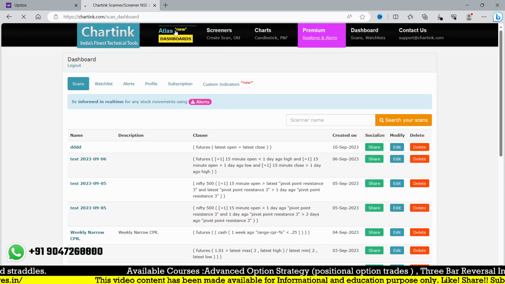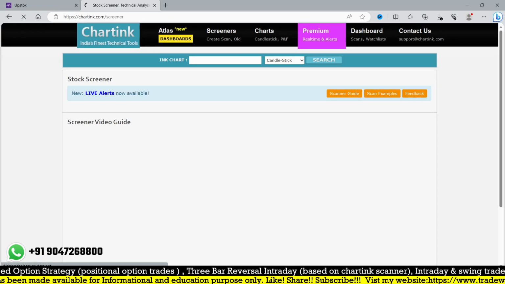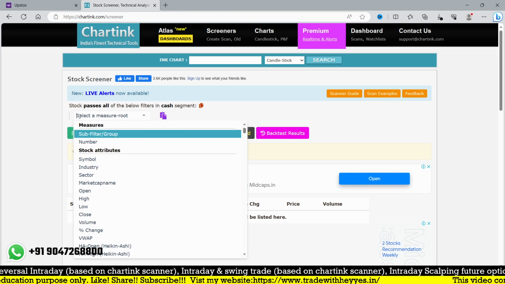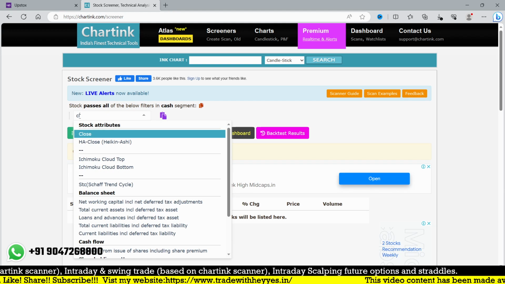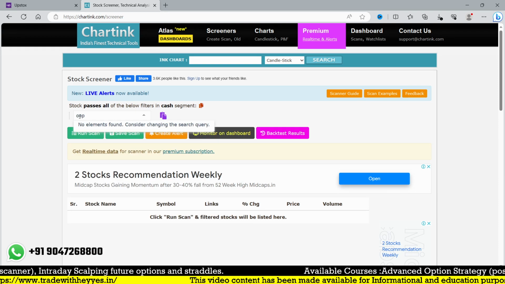So let me go and create the scanner. I'll open Chartink and go to create a scanner. I'm simply going with the condition about my 15 minutes. So let me go for closing price or open price as my main condition.